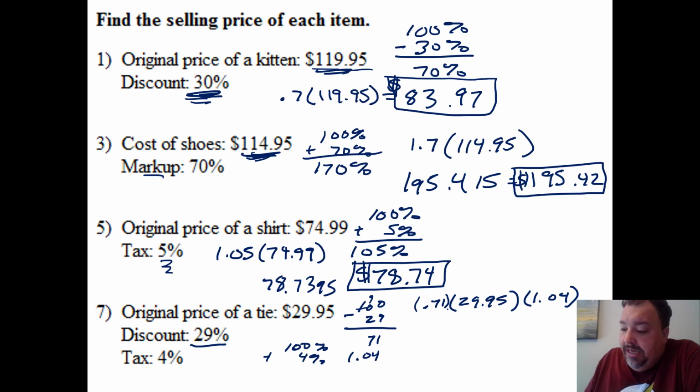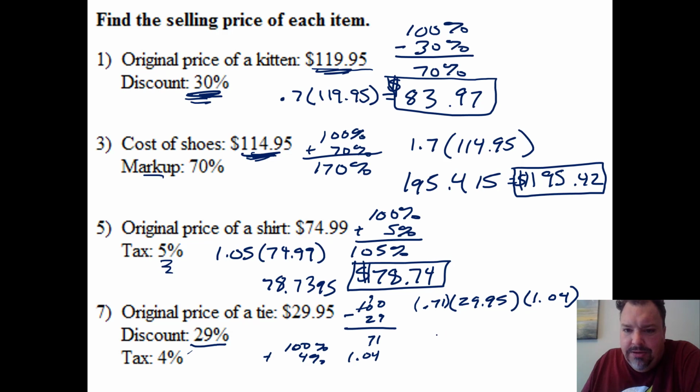And put that into our calculator, we would get 0.71 times 29.95. That gives us the discount. If you type it into Desmos, you can see the actual number pull up there. And then we're going to multiply that again by 1.04. We should expect the price to go down because it's discounted more than it's taxed. So the discount is going to take off quite a bit. So then we add a little bit of tax on it.